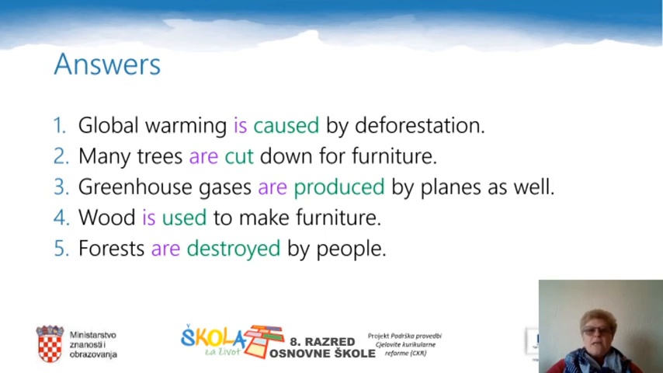Global warming is caused by deforestation. Many trees are cut down for furniture. Greenhouse gases are produced by planes as well. Wood is used to make furniture. Forests are destroyed by people. I hope you had it well. You did it well.